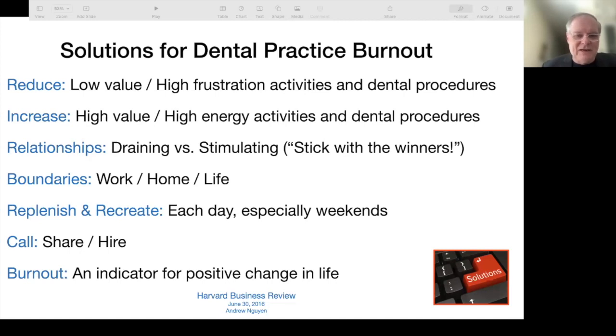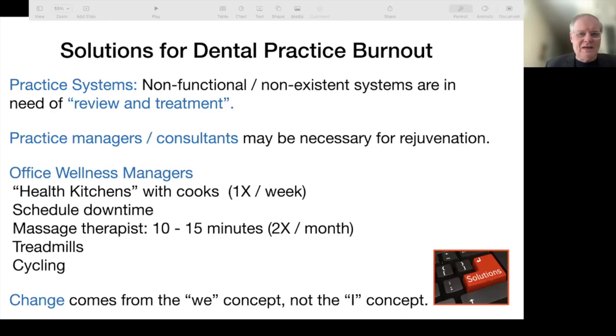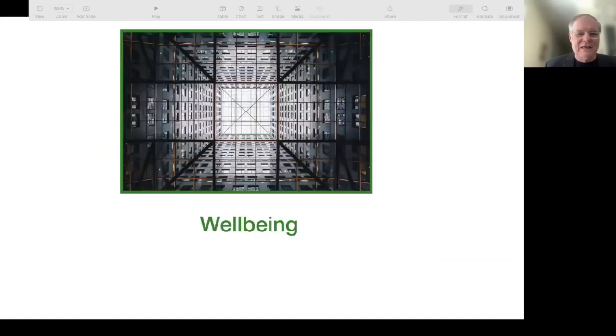Harvard Business Review had a nice article about burnout. Get rid of things that aren't working. Review and retreat your office, if you will. You're going to have to do some surgery on your office. Sometimes it may be physical, it may be working with other employees, trying to fix things that need to be fixed. Some people are opening up healthy kitchens in their office where they have someone come in and cook healthy foods one time a week, massage therapists come in, all these different things you can do. But the whole thing is that it's about a we concept, not an I concept. I can't fix it, but we can.